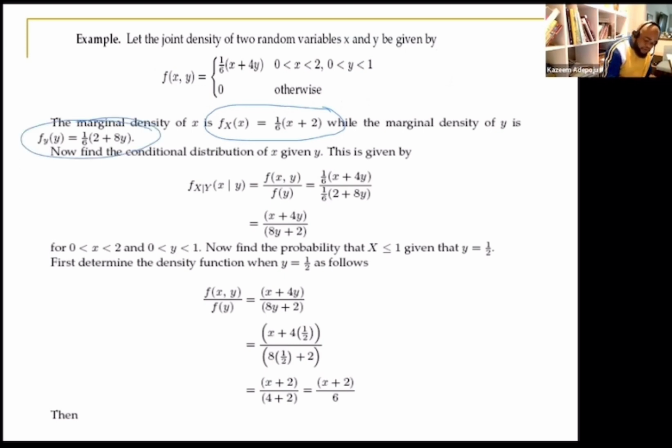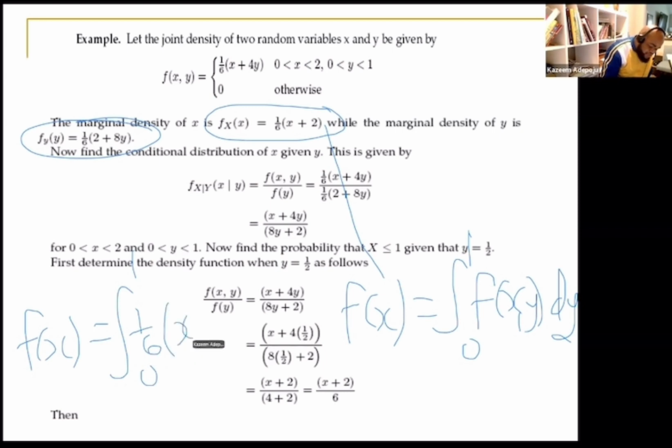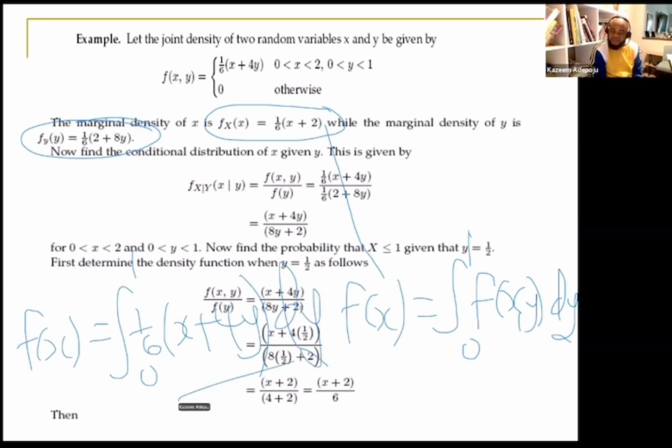What I'm trying to tell you is that if I want to get the f of X, I'm going to integrate the joint over the range of Y, which I'm not interested in, but I'm interested in that of X. So my f of X is basically going to be the integral from 0 to 1 of 1 over 6 into x plus 4y, dy. I'm only going to integrate that one out. Don't forget that when integrating y out, x is constant.